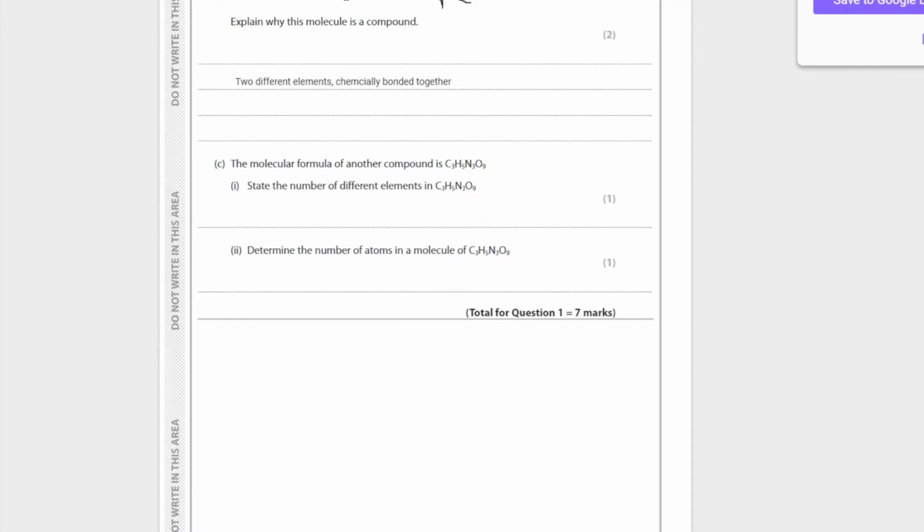Couple other ways you can get marks are by saying 2 different atoms. I still recommend saying 2 different elements. And you can also give a description of bonding, but once again, wouldn't recommend that. This is the easiest way to identify a compound. 2 different elements chemically bonded together.